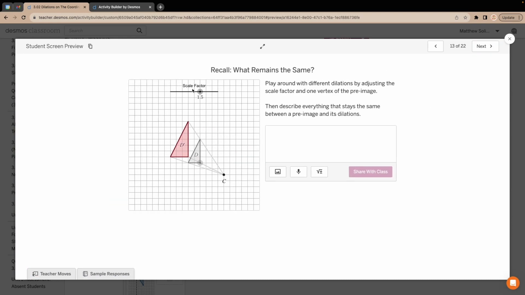So looking at this example, remember, if our scale factor is more than 1, it gets bigger. Less than 1, it gets smaller. Negative is going to flip it, but don't worry about that right now.